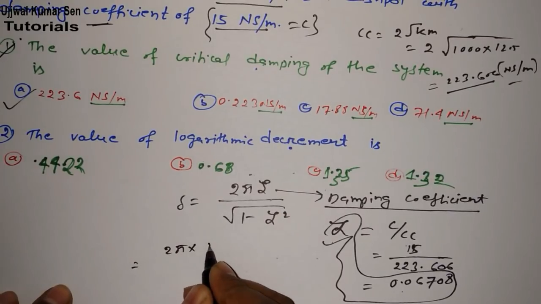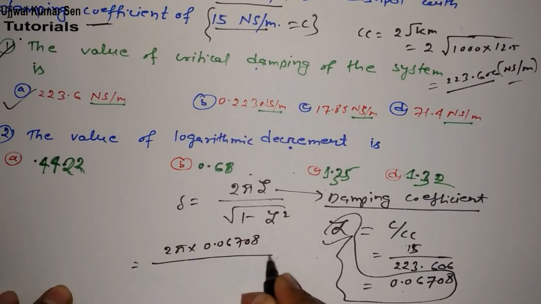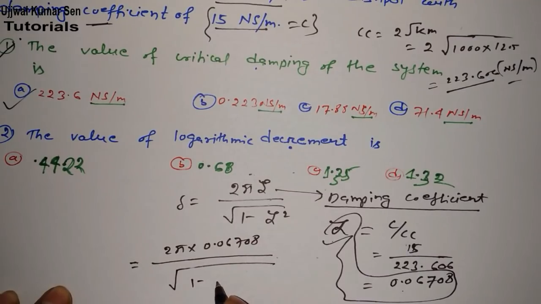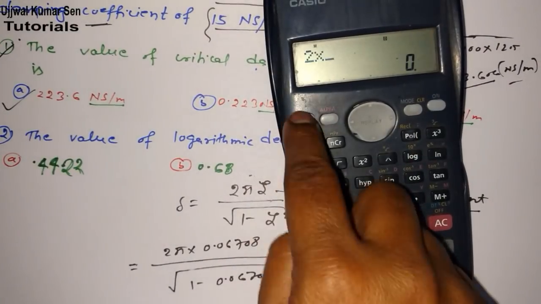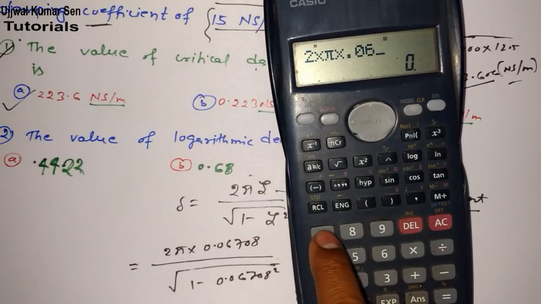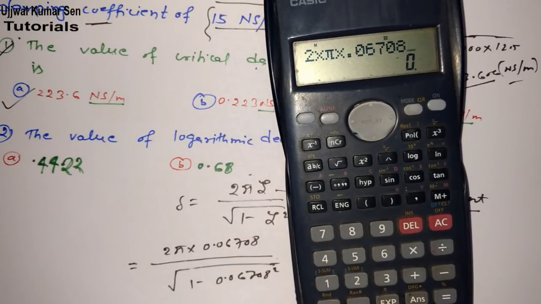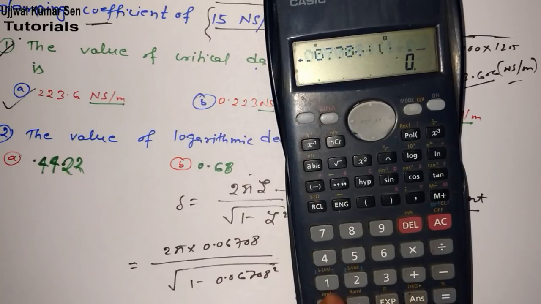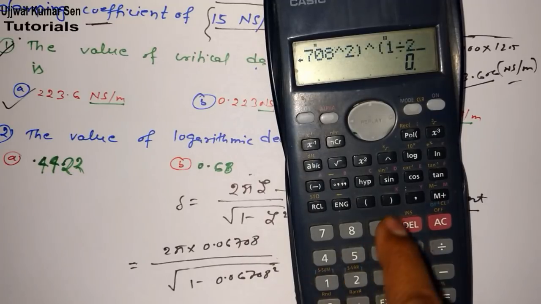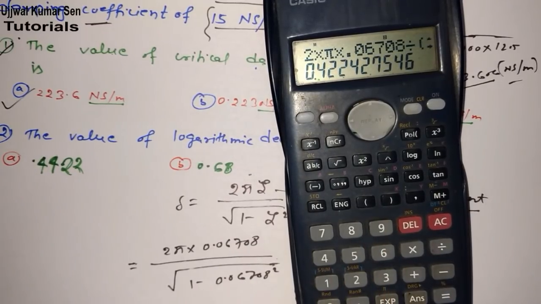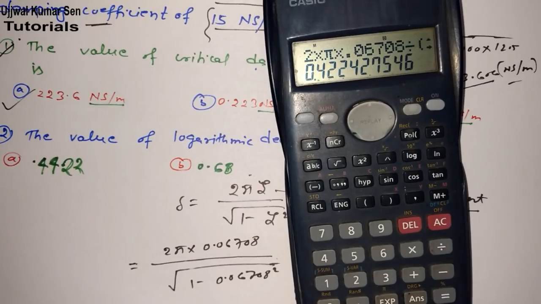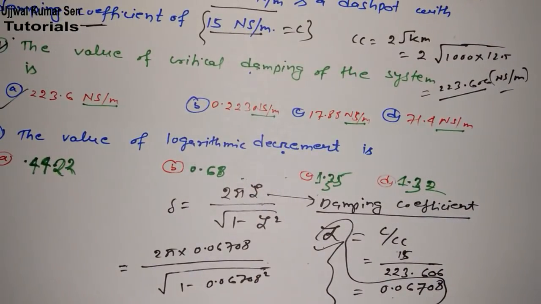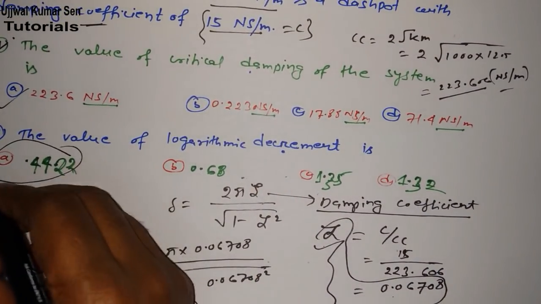So 2 pi times 0.06708. One more thing I would like to share with you, just let me do a little calculation, then I will share it. Yeah, so 2 multiplied by pi multiplied by 0.06708, divided by root of 1 minus 0.06708 whole square. The answer I am getting here is 0.422, okay, that's cool, no problem. So you can see the exact answer is not here, so A is the right option.